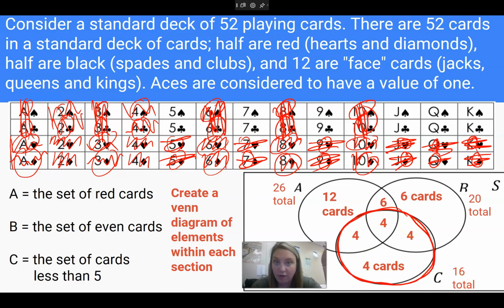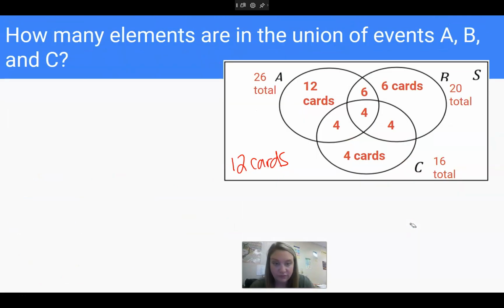So there's always a way to go back and check yourself, okay? The numbers in that circle cannot go over how many total there were. This can't magically go to 20. I can't have 20 cards less than 5 if only 16 cards less than 5 exist. So make sure your numbers do add up. That's a good way to check yourself, all right? And then we do have 12 cards on the outside that didn't fall into any of the categories.